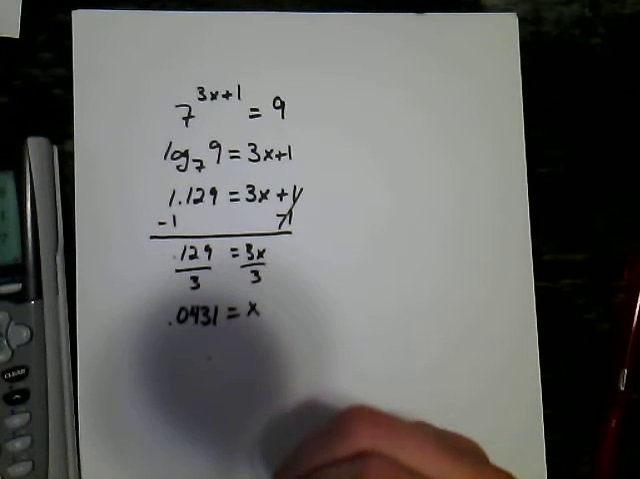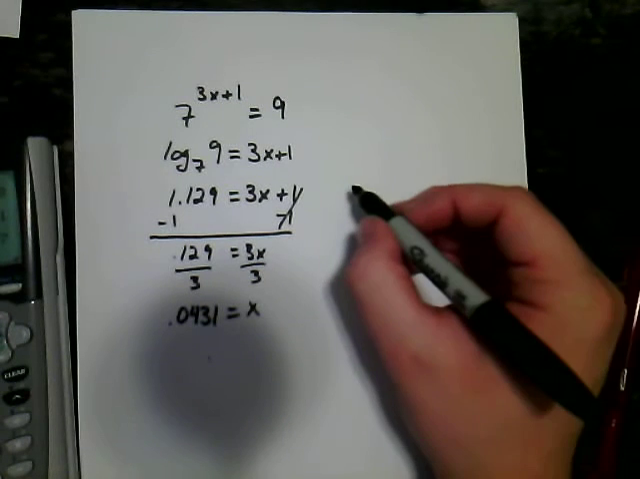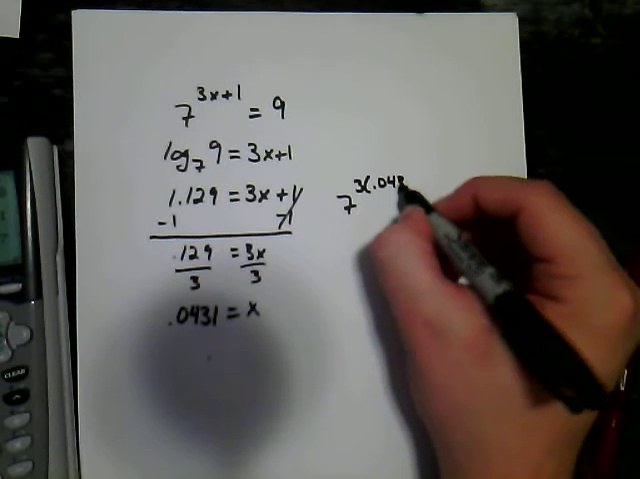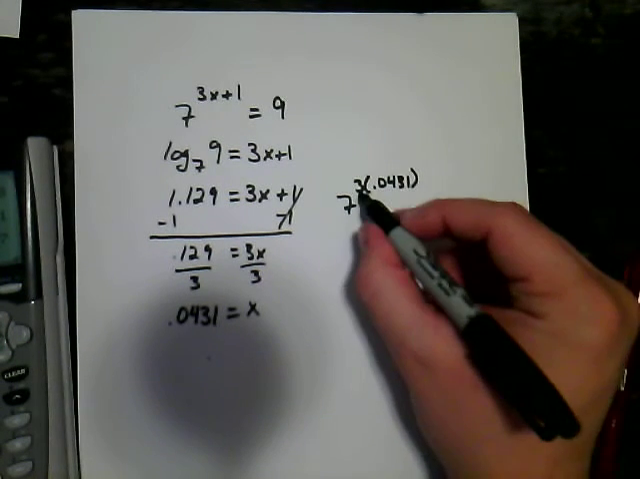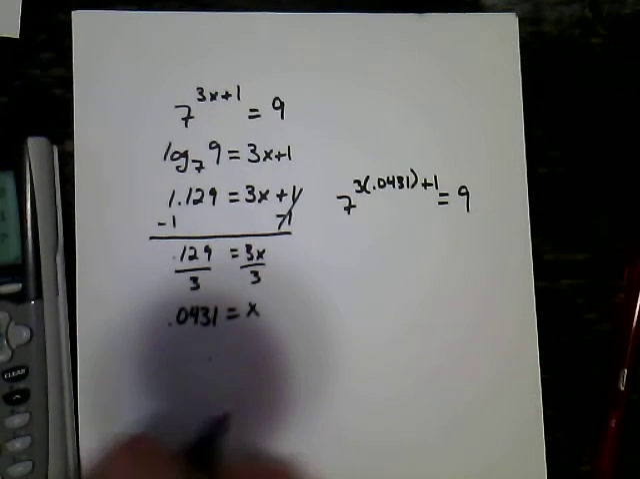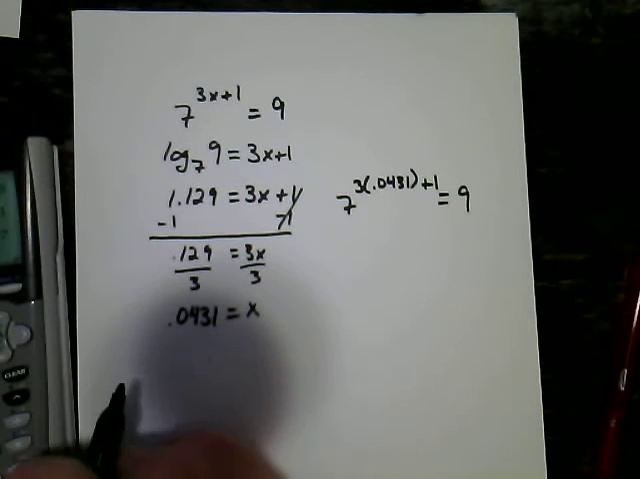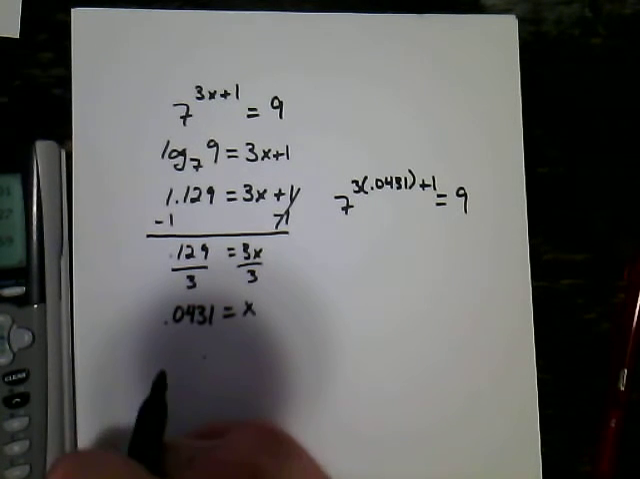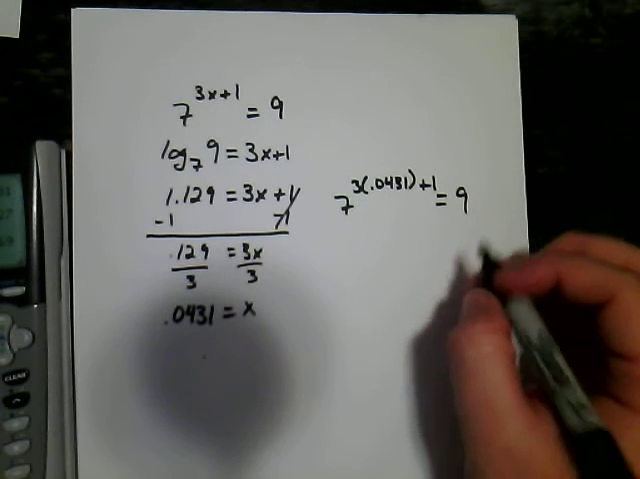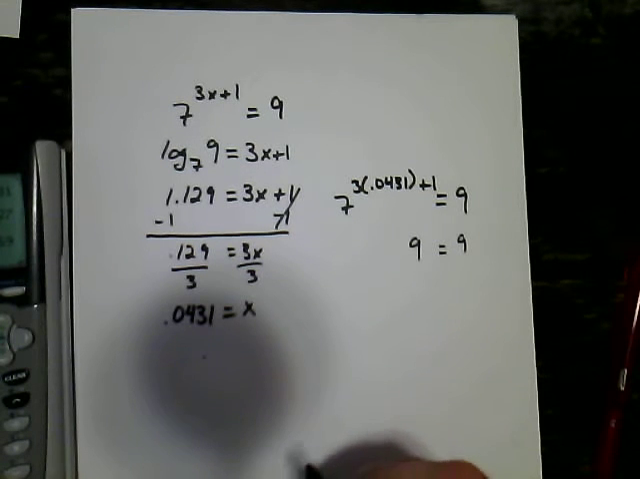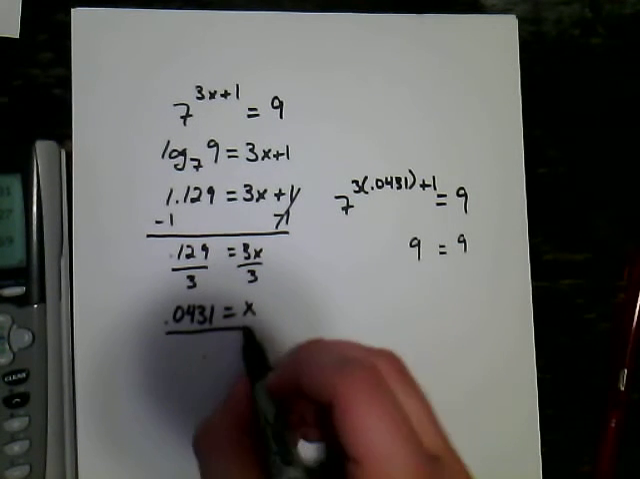Once again, that's not going to be exact. A little bit of rounding while we were doing this, but we'll go ahead and check just to see. It should be pretty close. So we have 7 raised to the 3 times 0.0431 plus 1 equals 9. I'll type that into my calculator: 7 raised to the 3 times 0.0431 plus 1 equals, and I got 9.002626169. While it's not exactly 9, it's pretty darn close. That's enough to say that yes, those are equivalent, and that we did solve this one correctly.